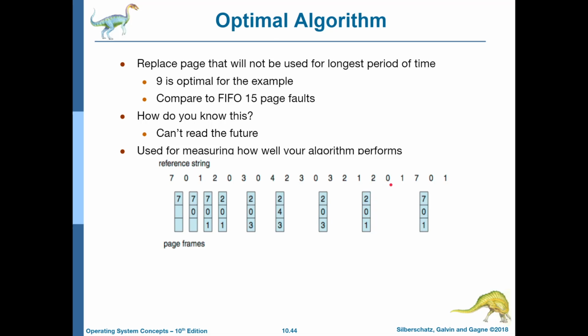All right, 2, 0, 1, all hits, and then 7. Well, with 7, we look ahead. Which one needs to be replaced? Not 0, not 1, because those come next. So we replace 2 with the number 7. So in this particular example, using an optimal algorithm, we find that 9 is the optimal number of page faults, compared to the 15 that we had with first in, first out.